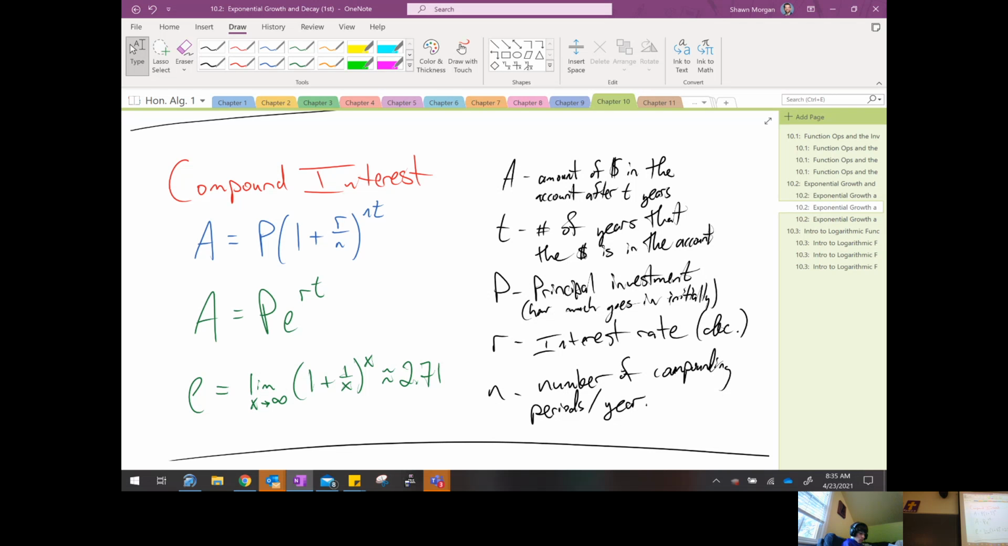Wait, what is A? I haven't got there yet. But to read it, it says amount. I know my handwriting sucks. I'm sorry, guys. Amount of money in the account after T years. That's what A stands for.